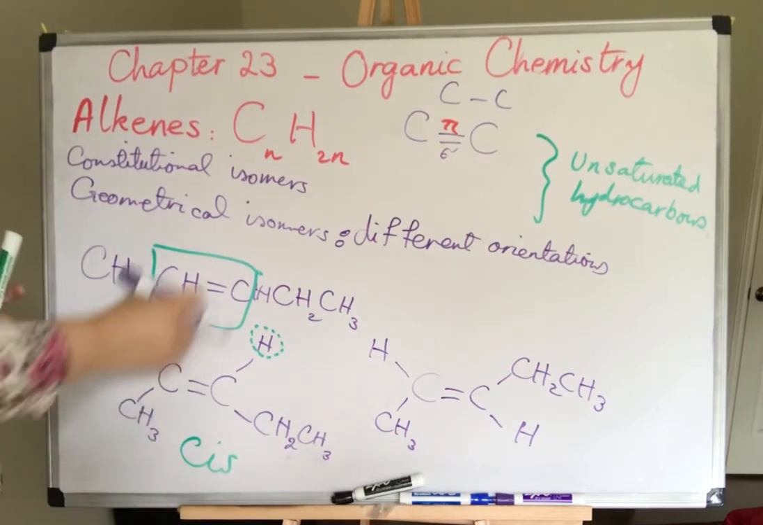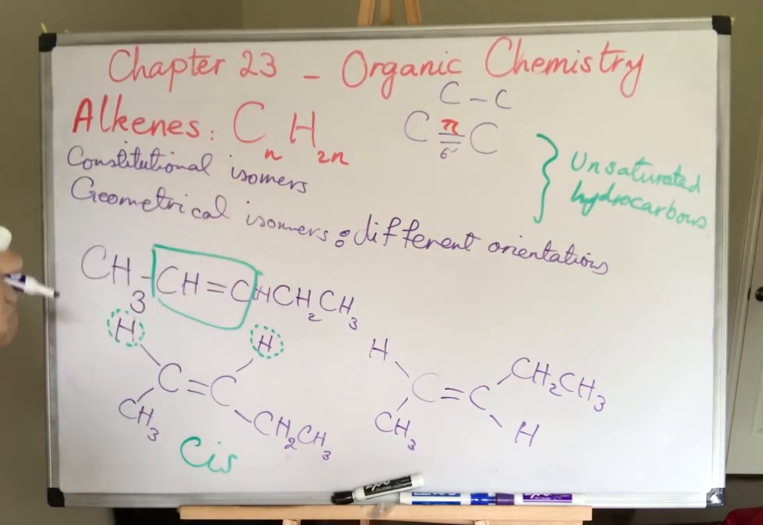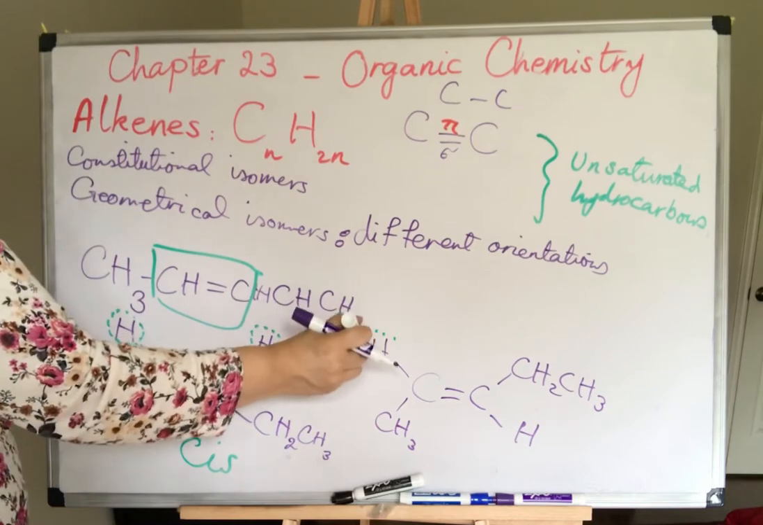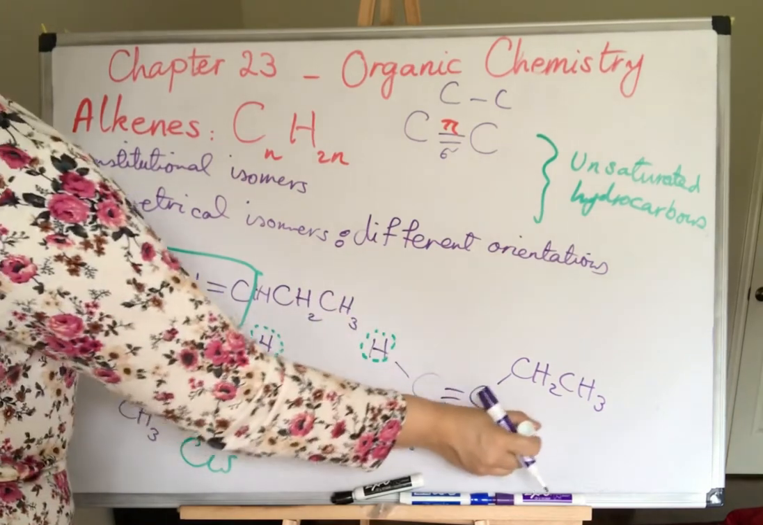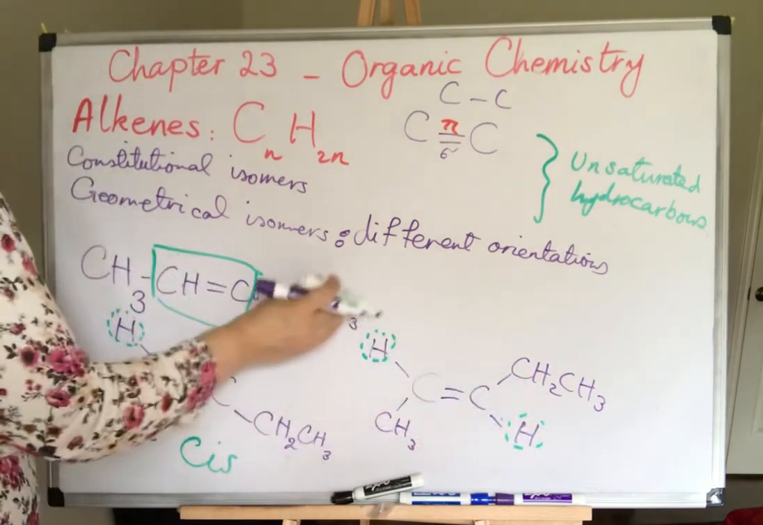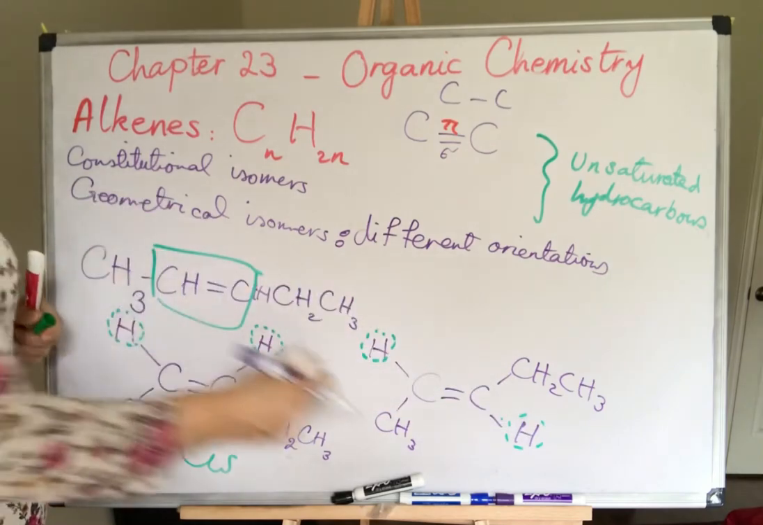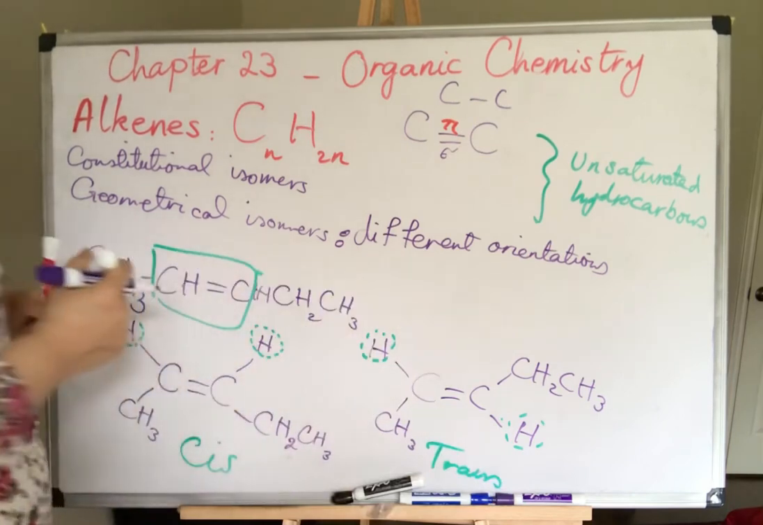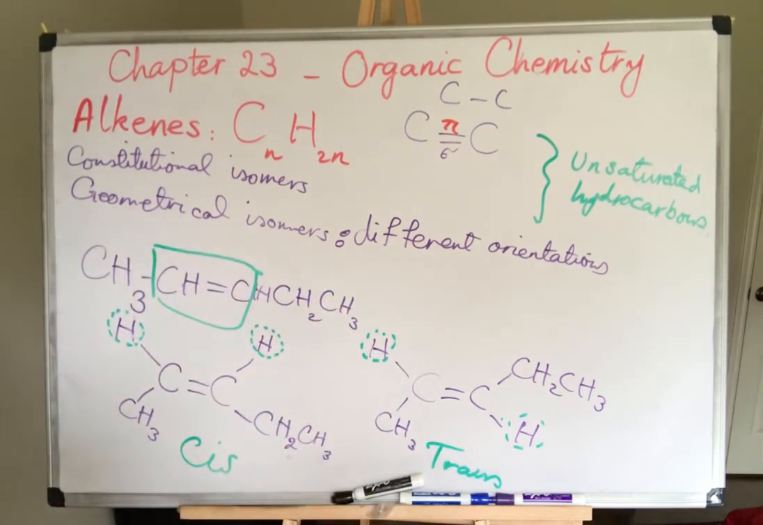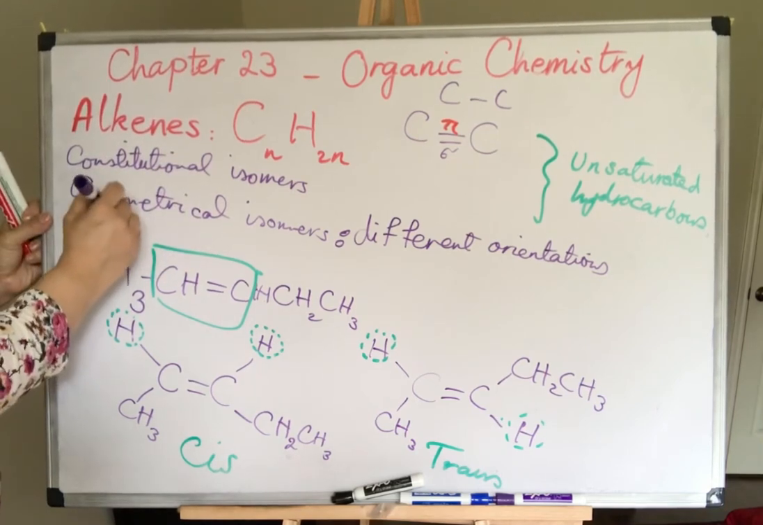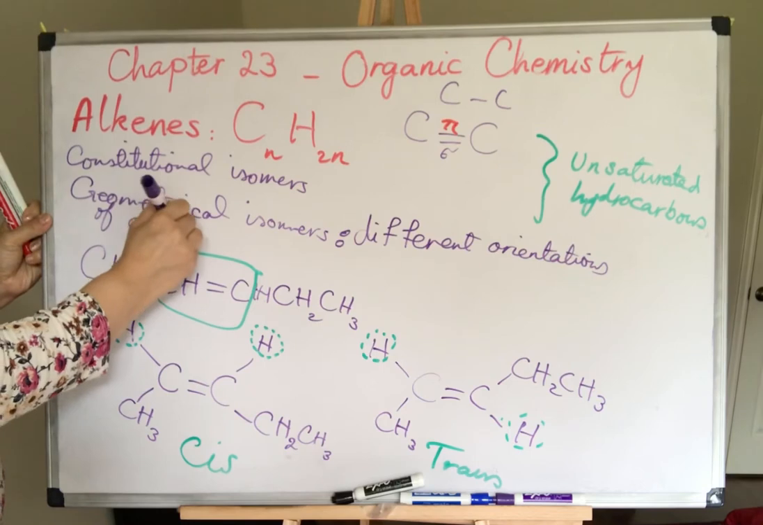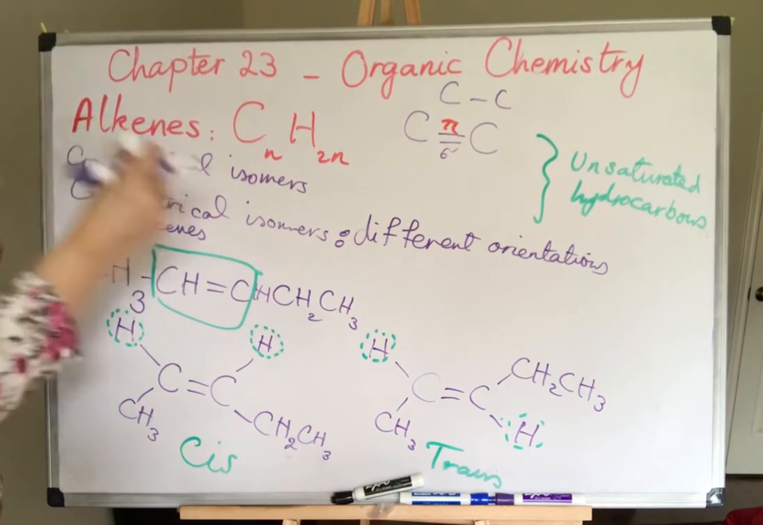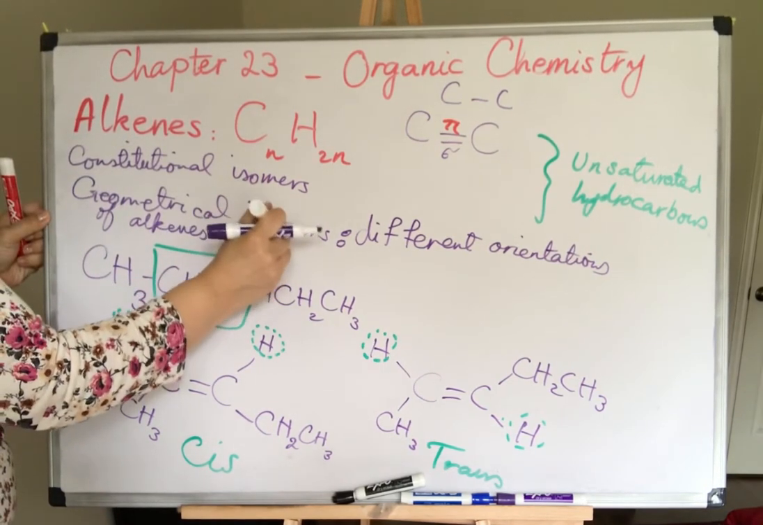We just said put the groups around it. Now you see hydrogen on one side and this hydrogen on the other side, the two hydrogens on opposite sides. Now you call it a trans isomer. So that's what I want you to learn at this point. Cis and trans isomers are geometrical isomers for alkenes. We call them cis and trans.